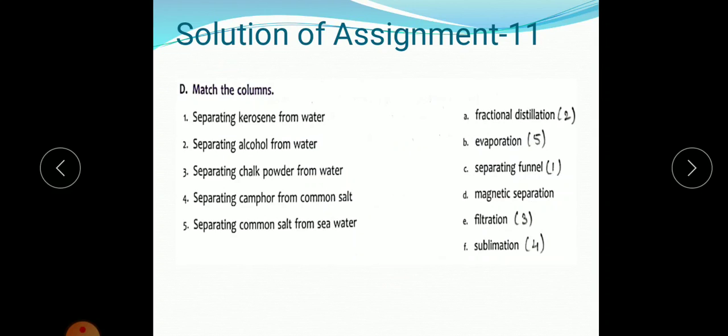I have given you match the columns. These are the mixtures and these are the methods of separation. You need to match them. Separating kerosene from water is separating funnel. Separating alcohol from water, fractional distillation. Separating chalk powder from water, filtration. Separating camphor from common salt: camphor sublimes, so it undergoes the sublimation process. And question number 5, separating common salt from seawater, is evaporation. So one will be left unused. This is how we match the columns. You just give the number on this.